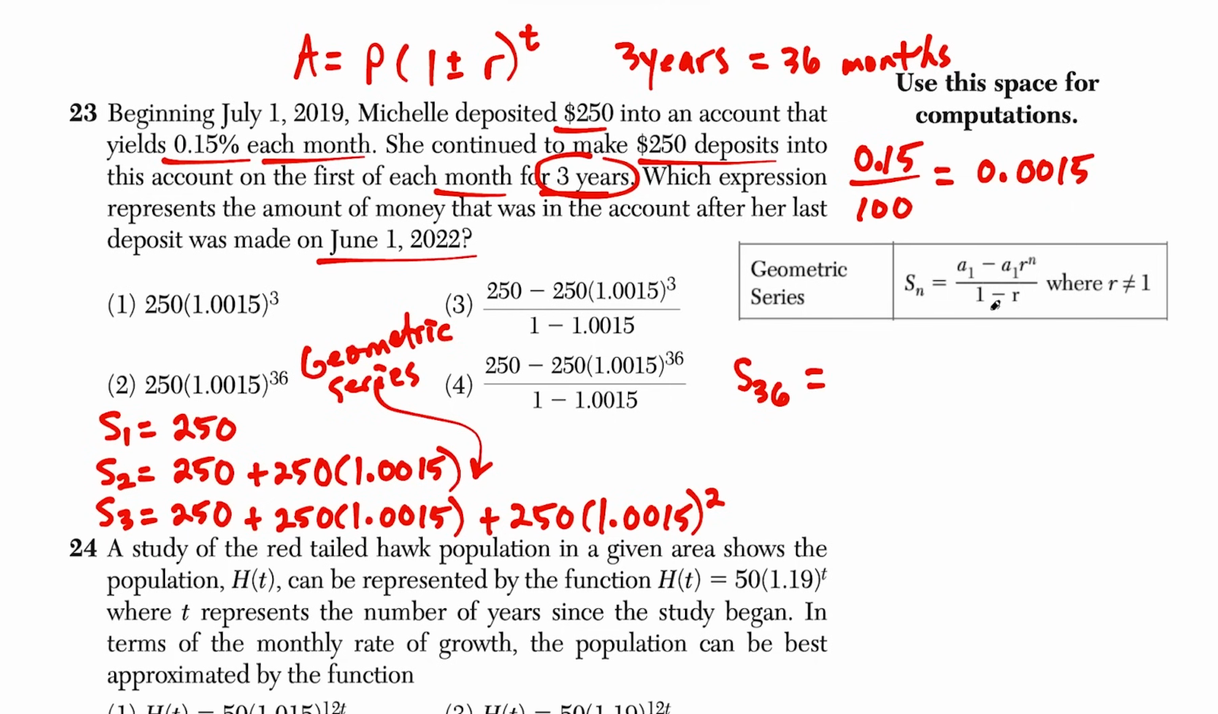So here we have A sub 1. This is the first term. Okay, so this is the first term of any of these partial sums here. And the first term here is 250.